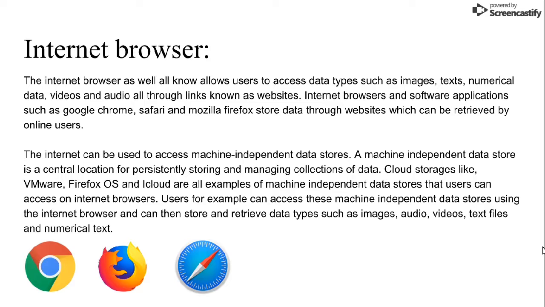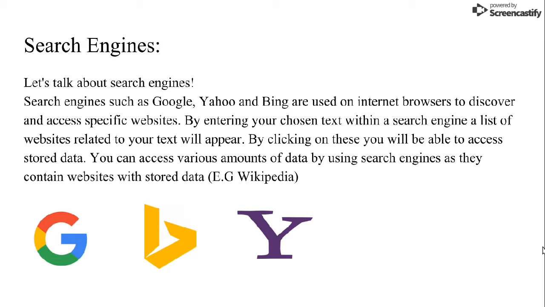A machine-independent data store is a central location for persistently storing and managing collections of data. Cloud storages like VMware, Firefox OS, and iCloud are all examples of machine-independent data stores that users can access on internet browsers. Users, for example, can access these machine-independent data stores using the internet browser and can then store and retrieve data types such as images, audio, videos, text files, and numerical text.